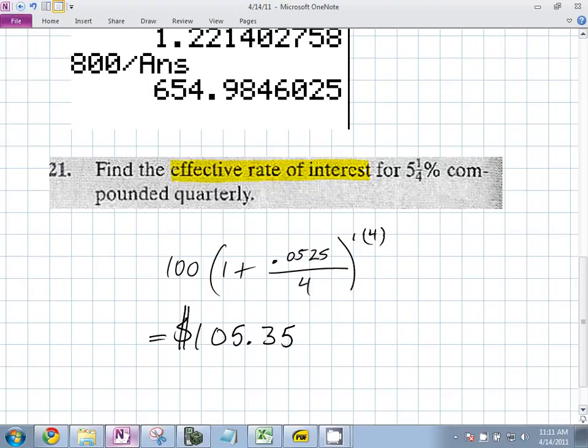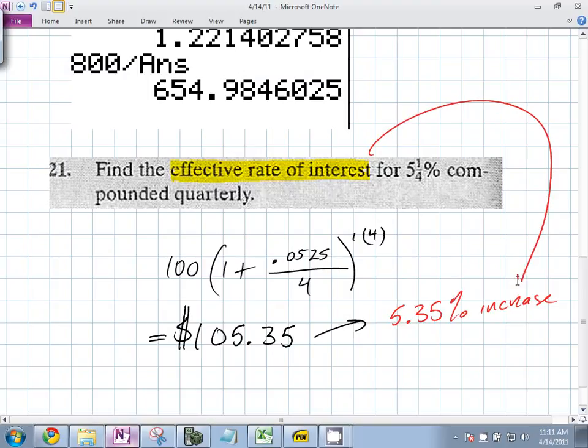Okay, so here's the deal. What did we start with? We started with how much money? And we ended up with? What was our percent growth overall? We went from 100 to 105.35. We had a 5.35% increase, right? This is the effective rate of interest.